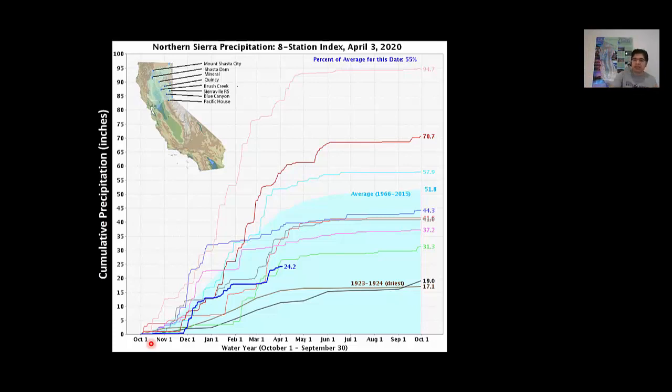And again, we will start in the rainy season and dry season. So water years typically start on October 1st. This is the time from October 1st to September 30th of the following year. And this is the cumulative precipitation.